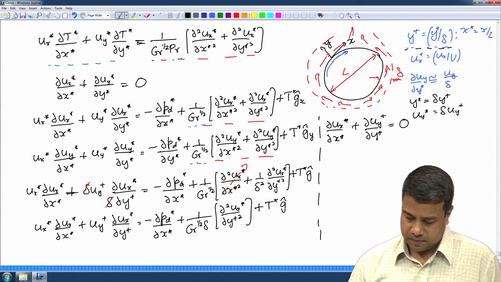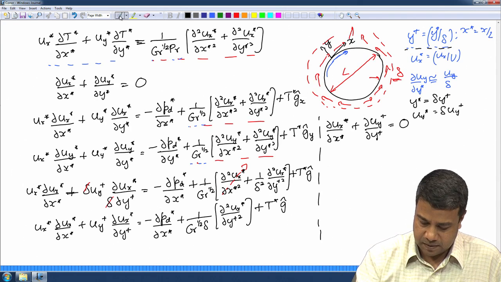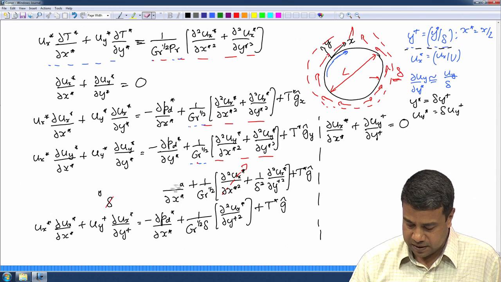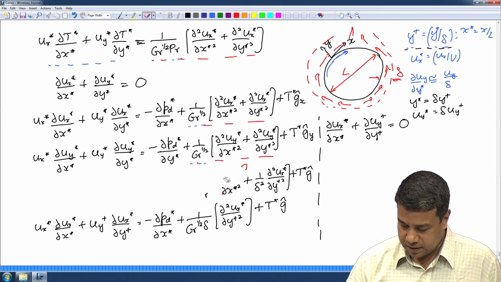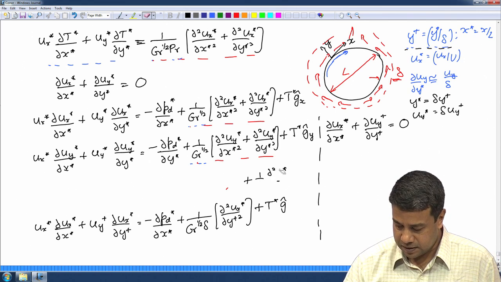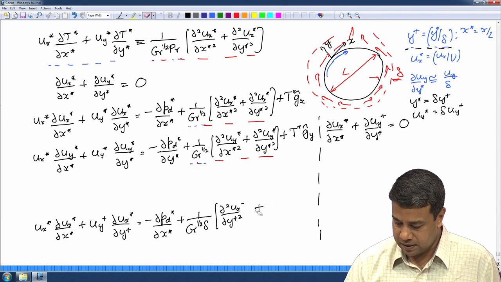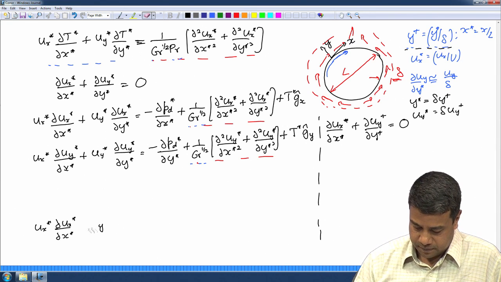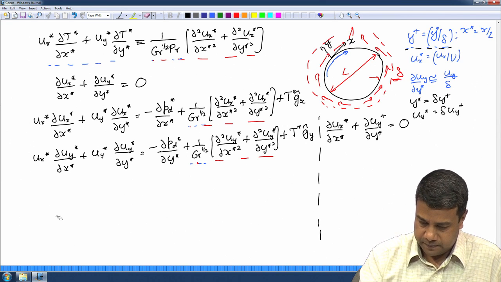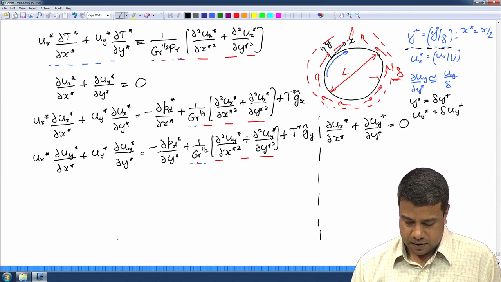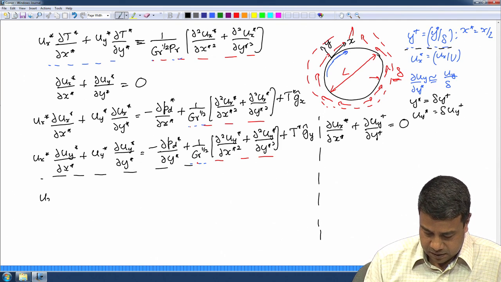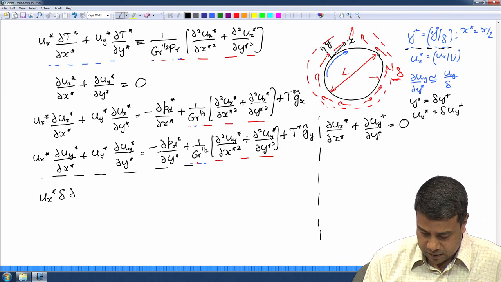Let us now look at the cross stream momentum conservation equation, and once again make the same substitution, y star in terms of y plus and uy star in terms of uy plus, where these uy star and y star, uy plus and y plus are scaled by the boundary layer coordinate. In the y momentum conservation equation here, the first term is ux star delta partial uy plus by partial x star.